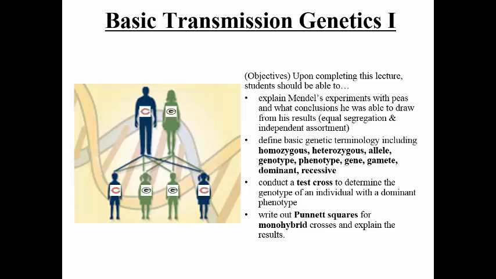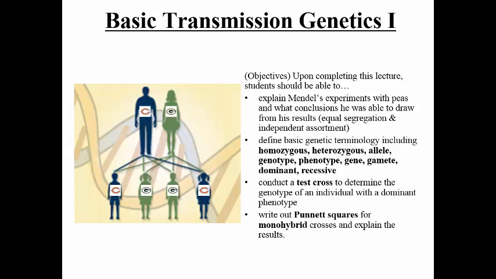Third objective is we'll explain what a test cross is, how it works. And then finally, we'll talk about how to construct a Punnett square and do a monohybrid cross, a cross that involves one gene. In a separate video later on, we'll talk about basic transmission genetics 2. We'll actually talk about more complicated crosses, crosses that involve two genes, or these are called dihybrid crosses.